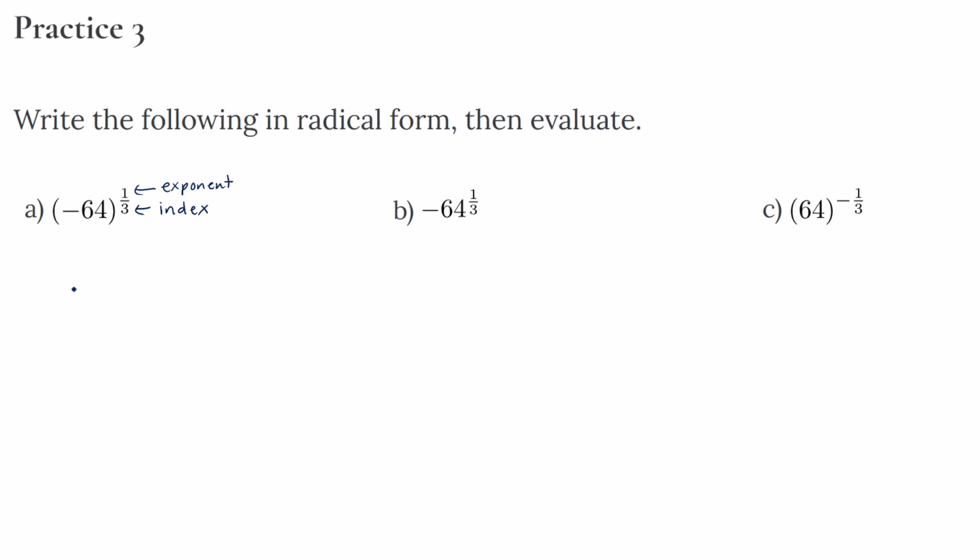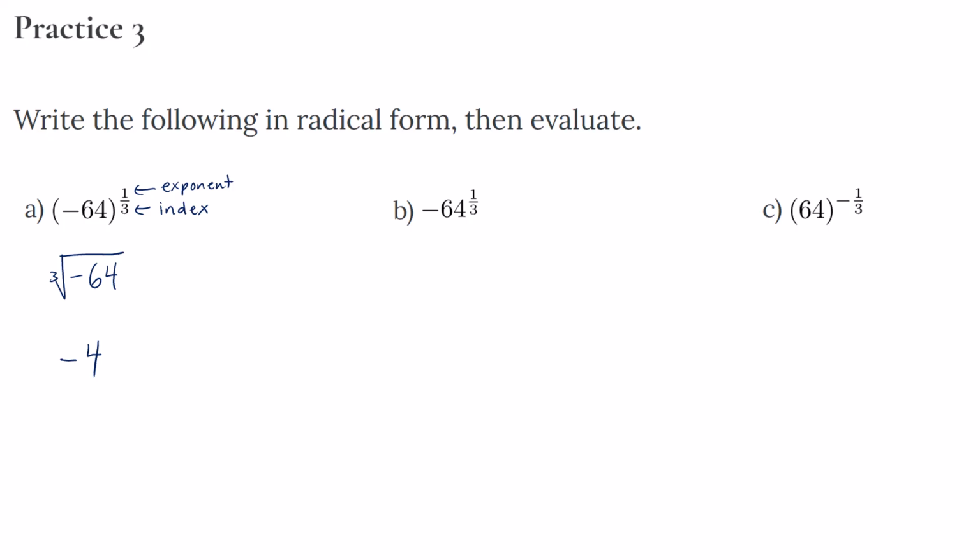So writing this in radical form, the index would be 3. The radicand would be everything inside of the bracket, so the negative 64. And like I've said before, if we have an exponent of 1, we don't really need to write it because it's not going to change the value. So the cube root of negative 64 would be negative 4, because negative 4 times negative 4 times negative 4 is negative 64.